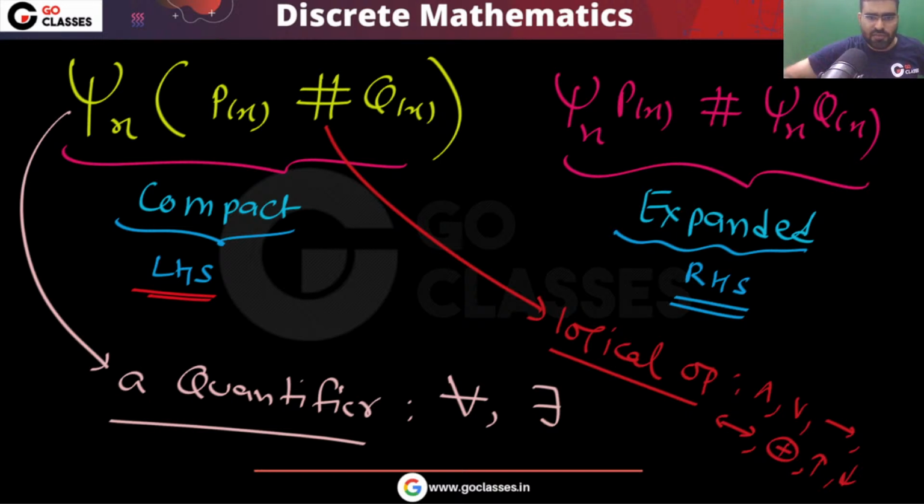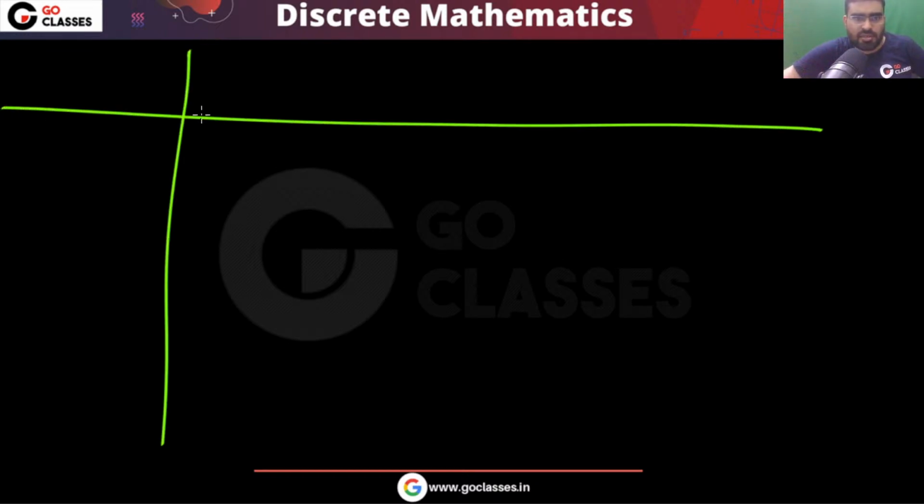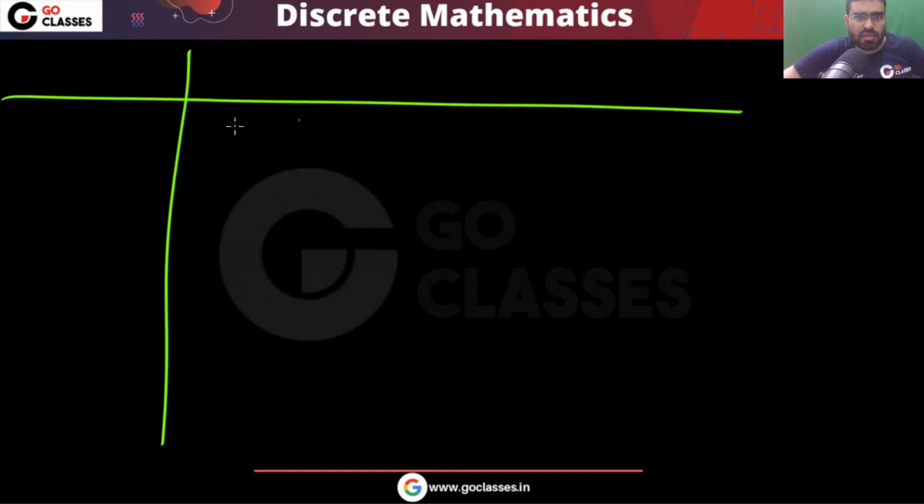Now, this table I am giving you is a very simple table. On this side I am writing the quantifiers: universal quantifier and existential quantifier. And on this side I am writing the operators, in the order of precedence: and, then or, then implication.